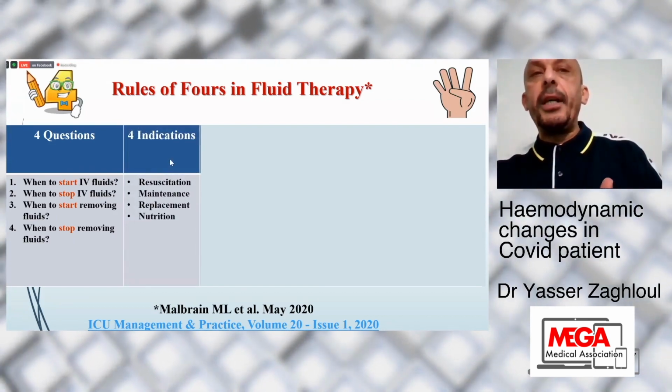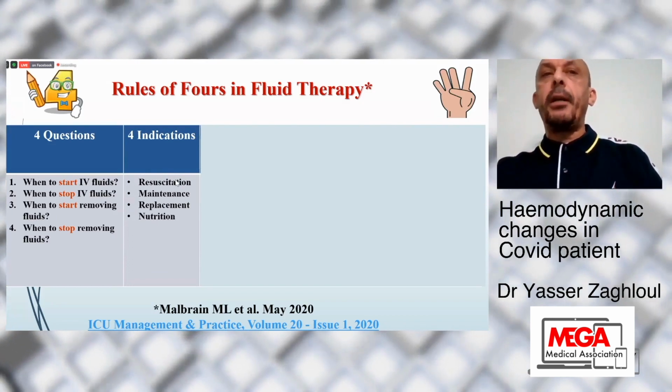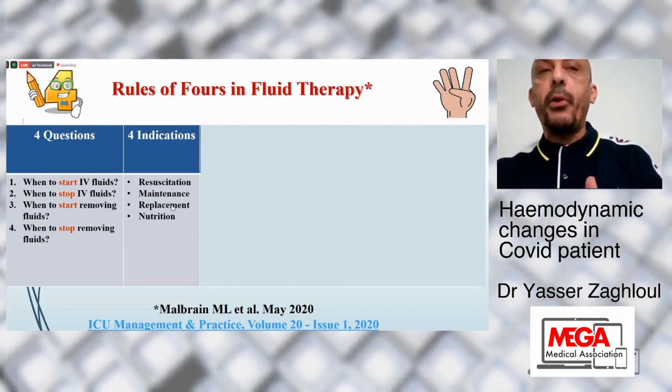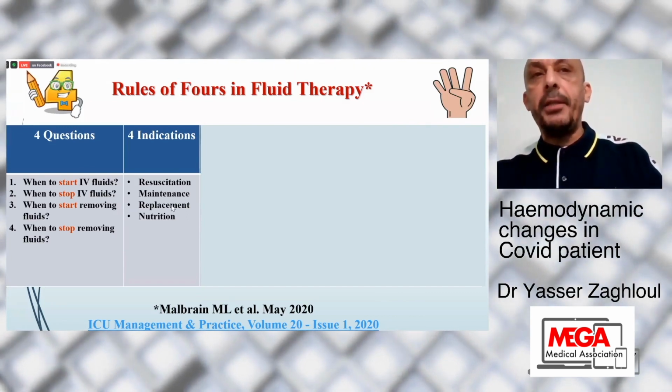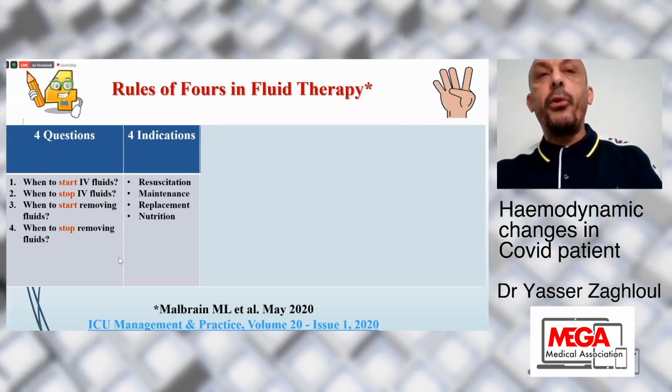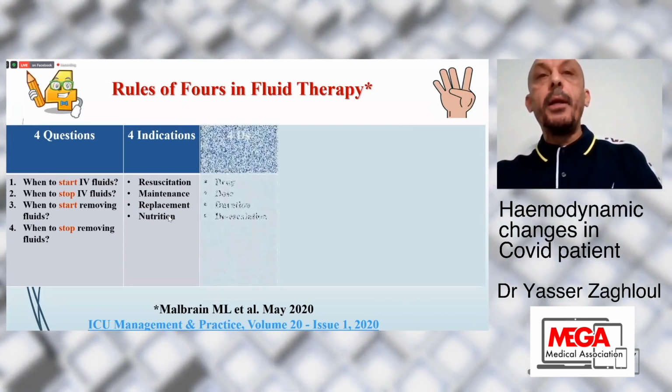What is the indication? It is for resuscitation, you may need higher volume. It is just for maintenance. It is for replacement, for loss. Patient with septic peritonitis, for example, he needs some good replacement, and it is given for nutrition or no.